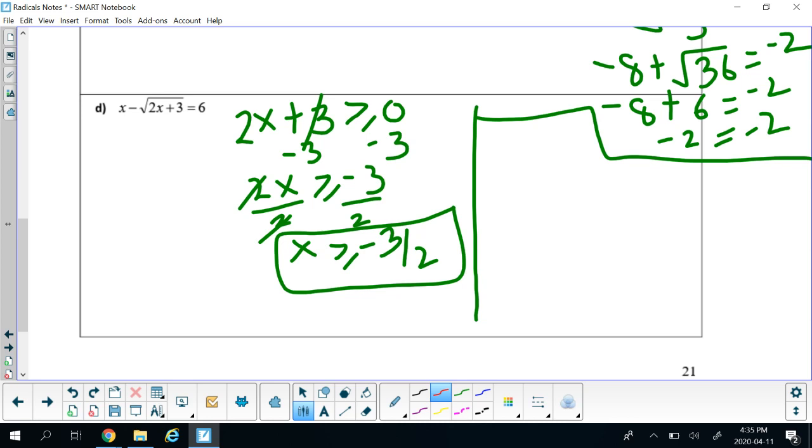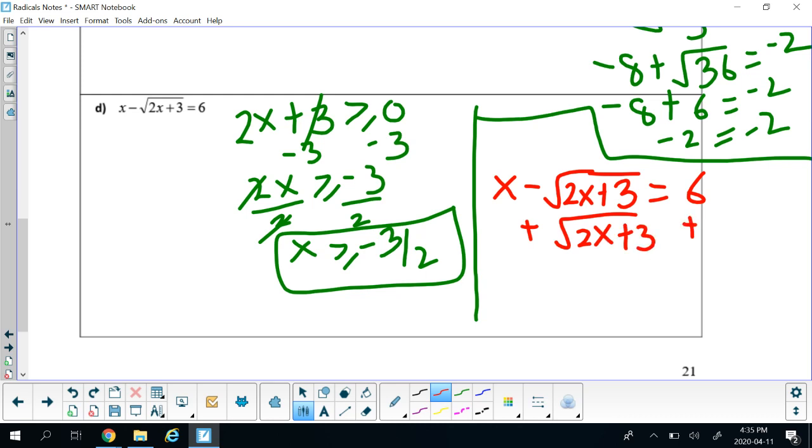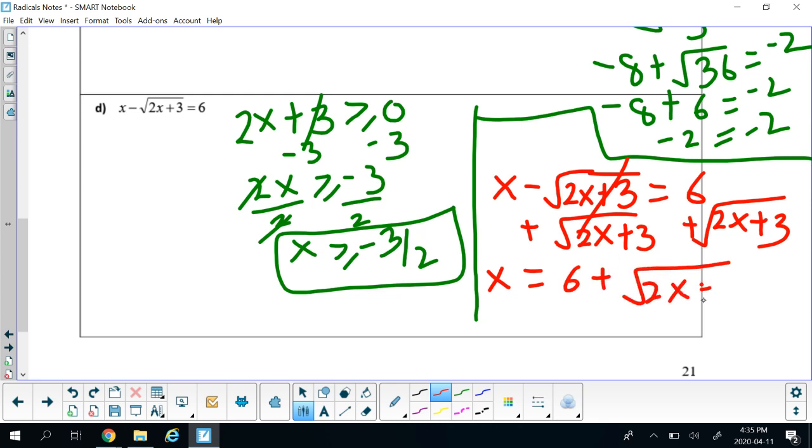To simplify this question, we're gonna isolate our radical first. Okay, to isolate our radical, I'm gonna add square root of 2x plus 3 on both sides. So this is our equation. So I'm gonna add square root of 2x plus 3 on both sides. This cancels out. I'll get 6 plus square root of 2x plus 3.